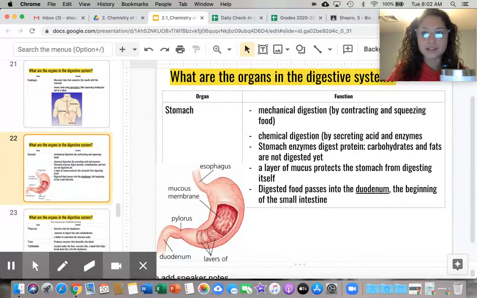This is why it burns if you ever throw up or if you get heartburn and that stomach acid comes up your esophagus into your pharynx, your throat. But yeah, so that's how the stomach starts to help to break down food.